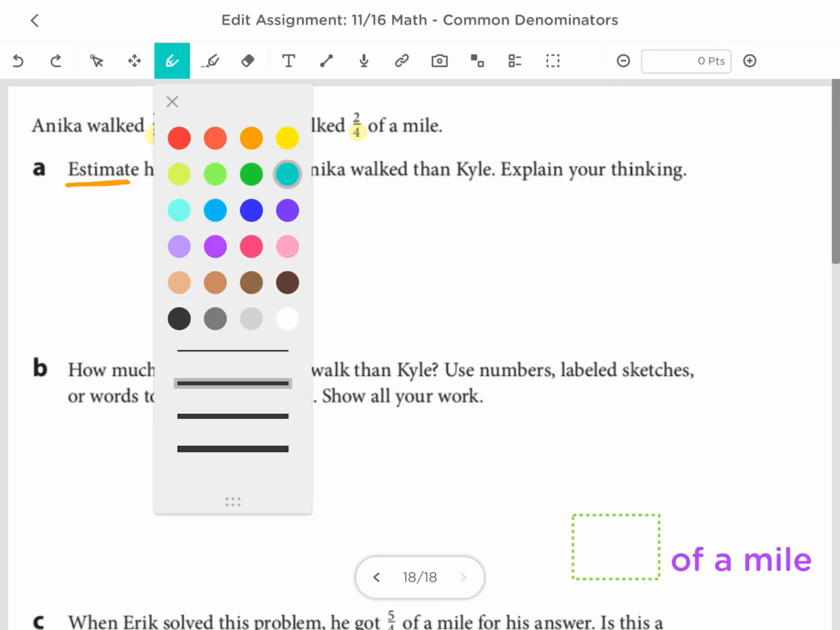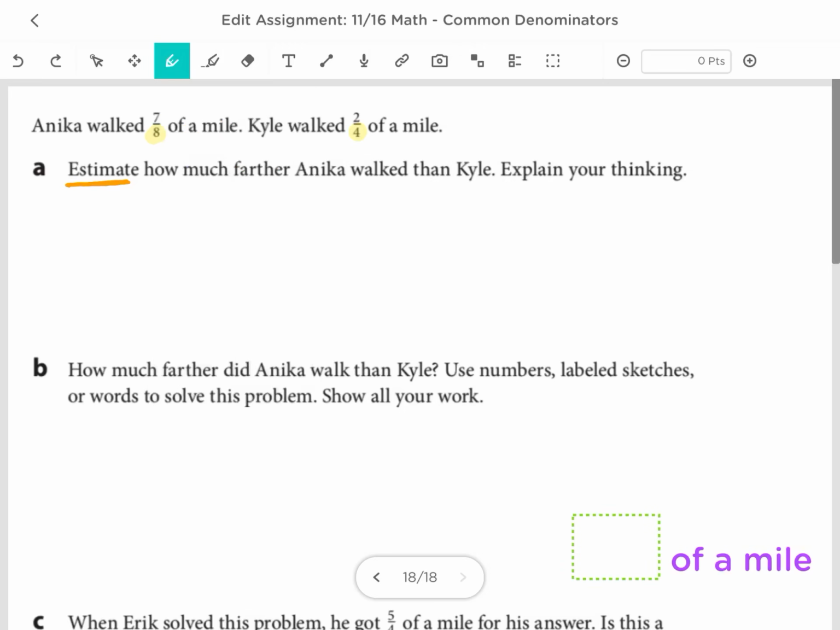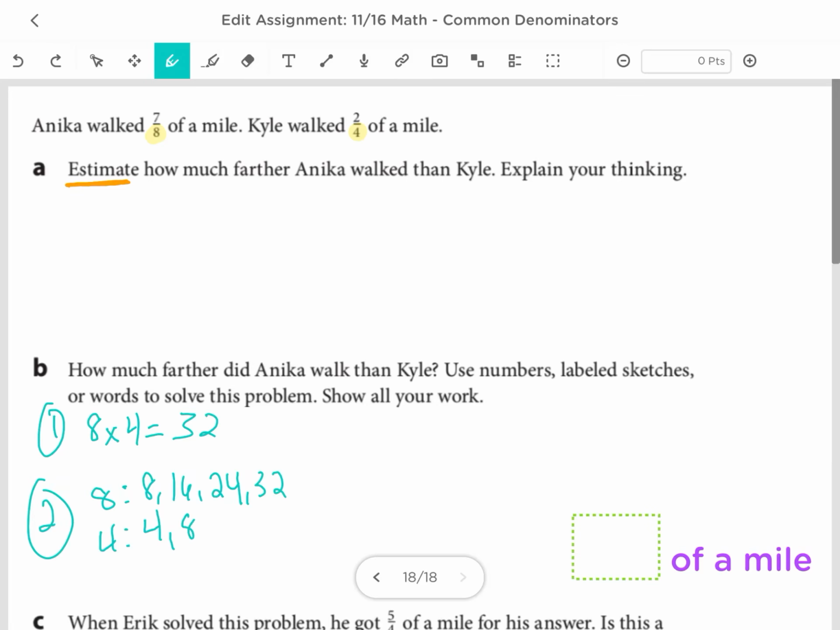So some ways that I can do a ratio table. Well, I first need to start by finding my common denominators. So in order to do that, I can do this two ways. I can multiply my denominators, so 8 times 4, okay, and I would get 32. Or I can find the multiples of both 8 and 4. The multiples of 8 are 8, 16, 24, 32. The multiples of 4 are 4, 8, 12, 16.